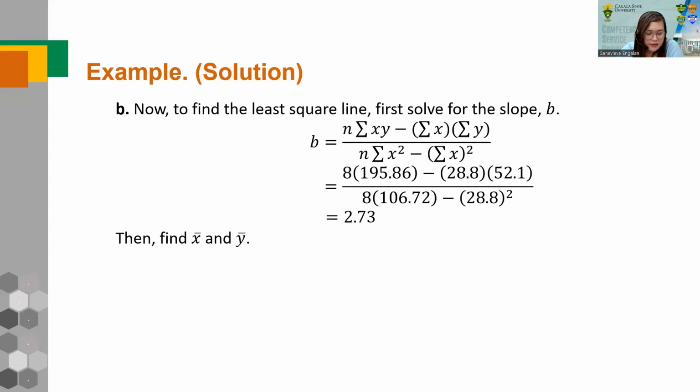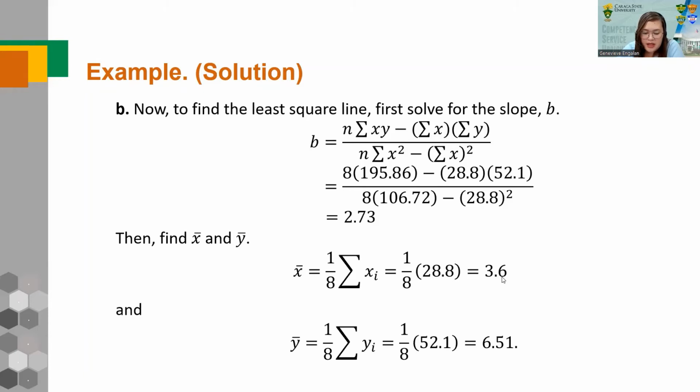So, to solve for A, kinahanglan nato ang mean sa X and sa Y. So, si 28.8 man ang summation ni X, i-divide ra na og 8. Pareha ra na siya sa 1/8 times 28.8, or 28.8 divided by 8. The answer is 3.6, ang X bar. Ang Y bar is 52.1 divided by N, so 52.1 divided by 8. So, that is 6.51.